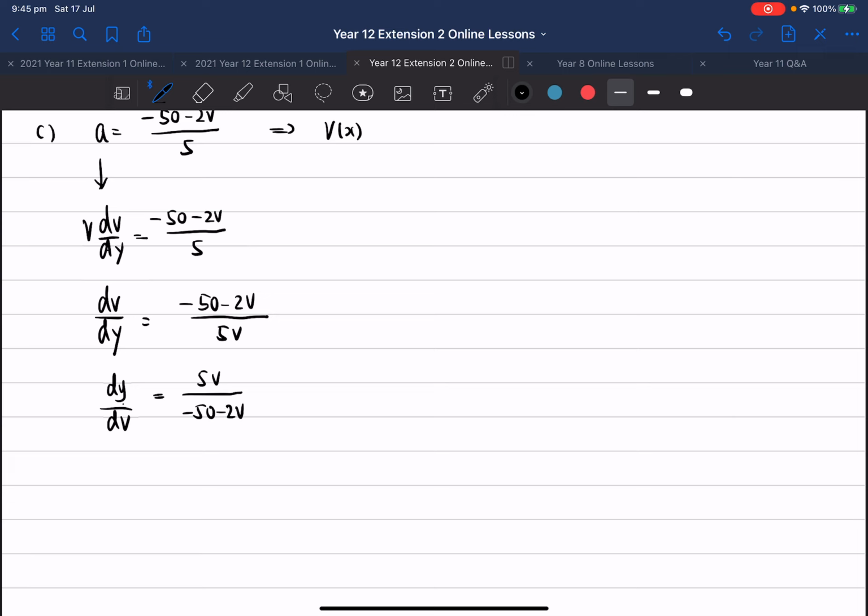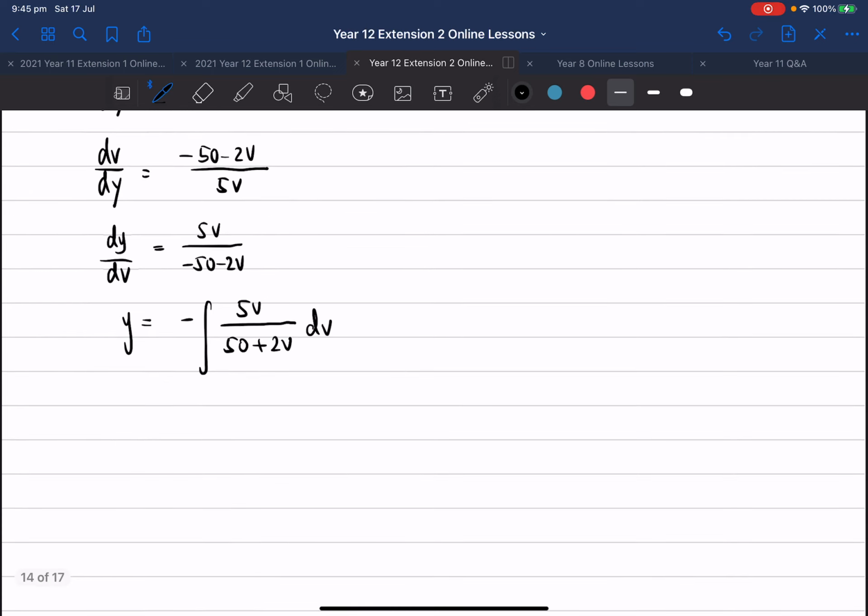Alright, so once this is done, then we need to be able to integrate it. Now the integration here is a bit tricky to do, so y is equal to minus, I'm going to take the minus out, 5v over 50 plus 2v dv. Alright, okay, so how do we integrate that?